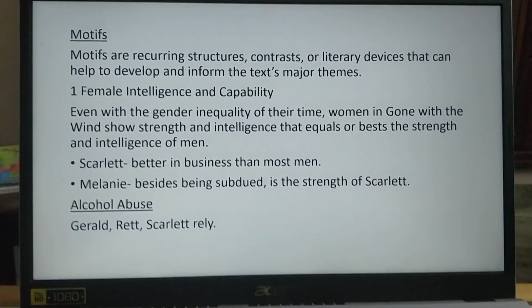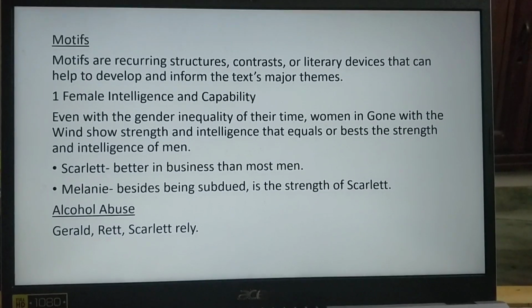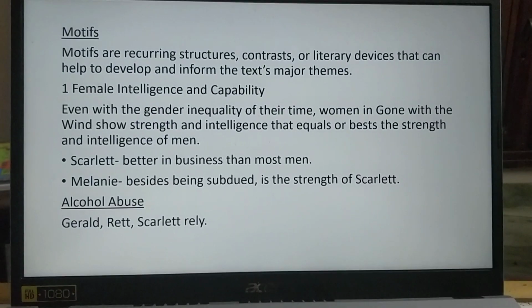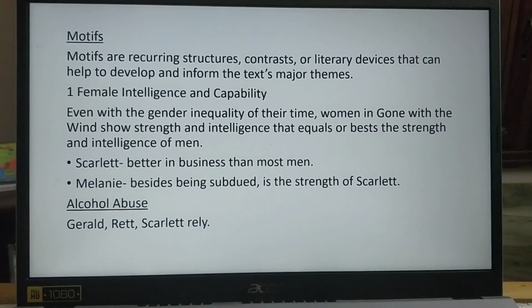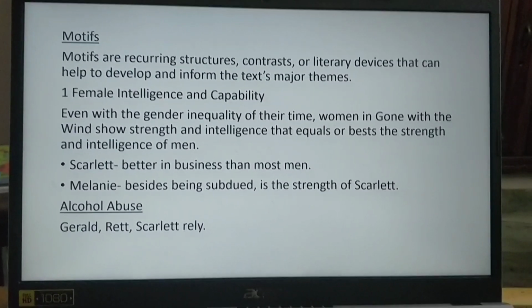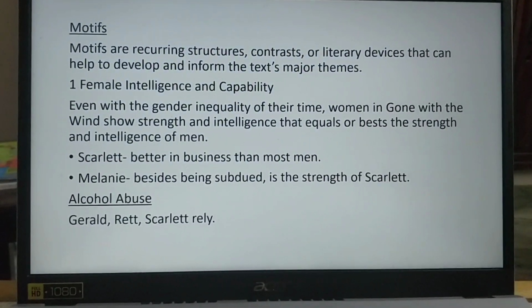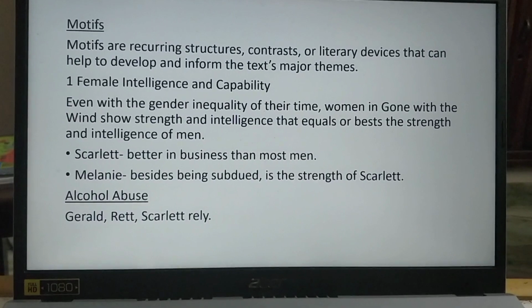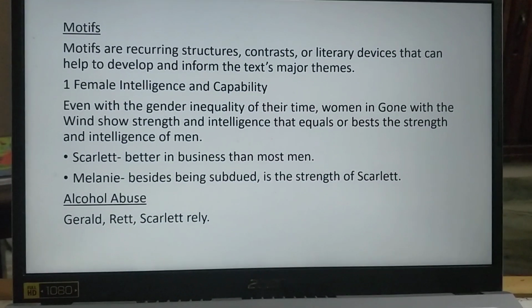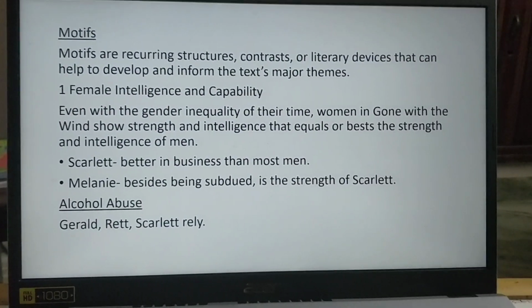Anyway, another motive is alcohol abuse. We can see the major characters: Gerald, the father of Scarlett O'Hara, then Rhett, and Scarlett herself rely abundantly on alcohol. They drink so much that one of the characters in the story tells Scarlett that drinking is not a good habit for a good woman in society. That doesn't suit the civilized women of the society. Anyway, alcohol abuse and female intelligence and capability are the motives of the film Gone with the Wind.